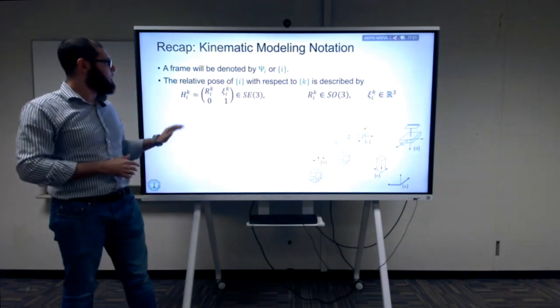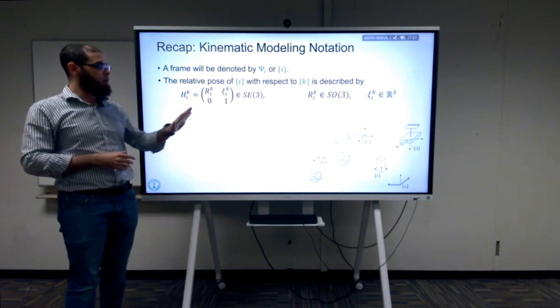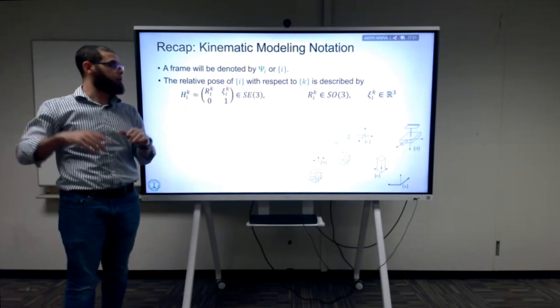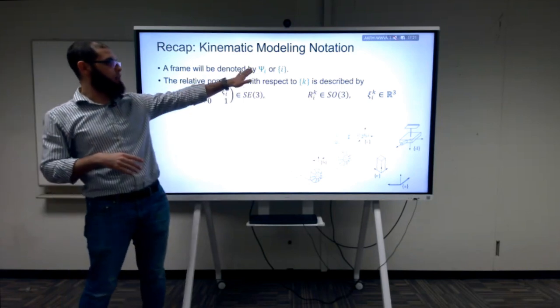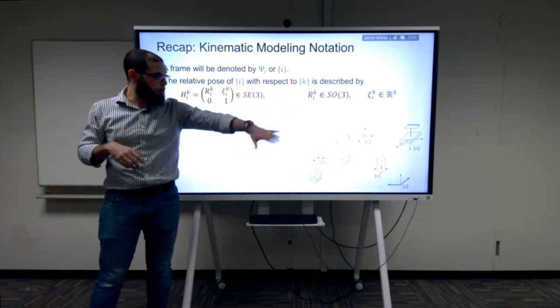again, now you understand the drill. Let's start with a recap of the notations we're using in the kinematic modeling. Kinematics means there are no forces, no torques, just frames moving around. Each frame we denote either by psi sub I or by curly brackets I. So we have a number of frames here.